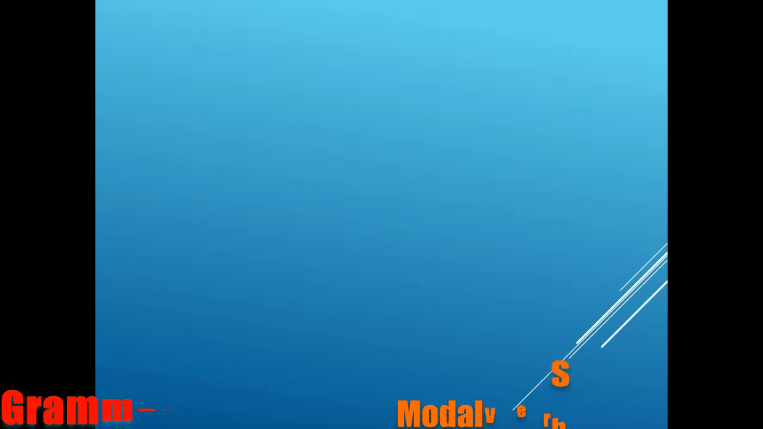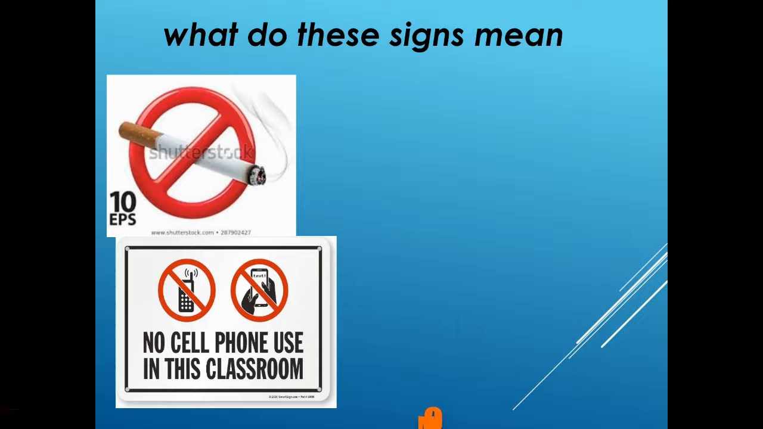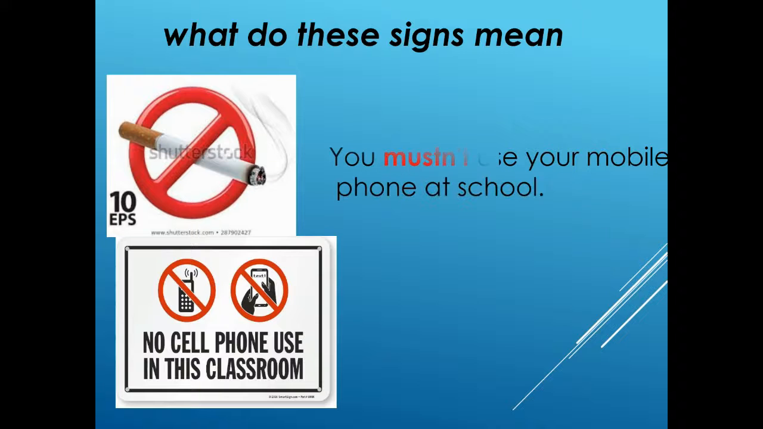Let's move to this picture again. What do these signs mean? Number one here, it's not allowed to smoke, and here we have it's not allowed to use a mobile phone. Let's draw a sentence. You mustn't use a mobile phone at school. So the modal here is must not.